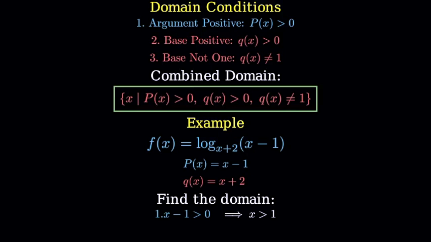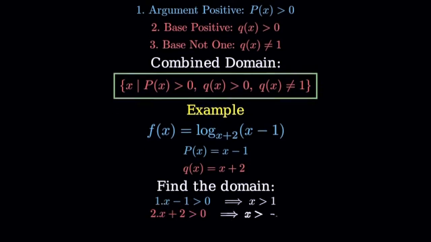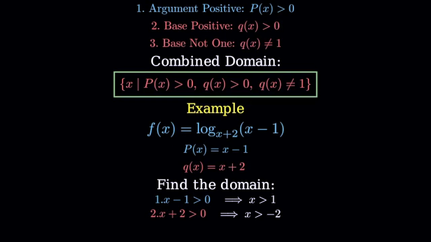Condition 1, the argument x minus 1 must be greater than 0. Solving this inequality gives us x must be greater than 1. Condition 2, the base x plus 2 must be greater than 0. Solving this gives us x must be greater than negative 2. Condition 3, the base x plus 2 must not be equal to 1. Solving this gives us x must not be equal to negative 1.